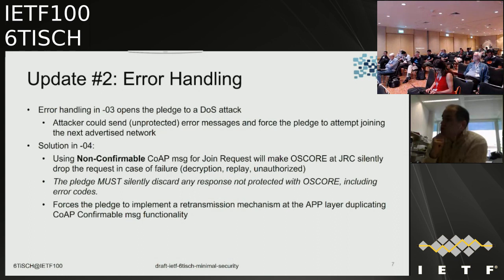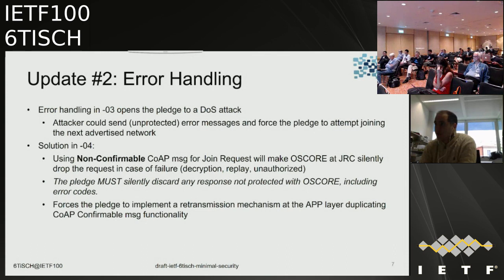So the second major update was regarding the error handling. And it turns out that the error handling in 03 would open the pledge to a denial of service attack, where the attacker could send unprotected CoAP error messages to the pledge, which would get accepted at the pledge, and this would force the pledge to attempt joining the next advertised network. This was the case because in case the pre-shared key is not present at the JRC, or the pledge is not authorized to join the network, the error handling that we used previously would return an unprotected error code back to the pledge. Now, of course, as this error code cannot be protected because the JRC and the pledge do not share a common context or the pre-shared key, it would be possible to spoof the error response and make the pledge join the next advertised network.